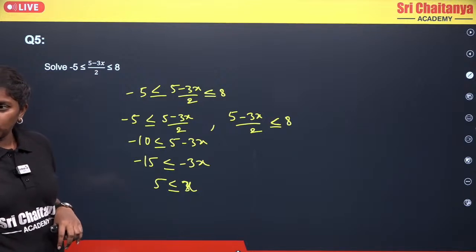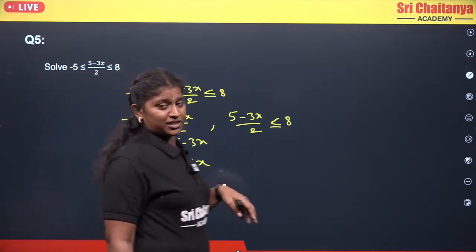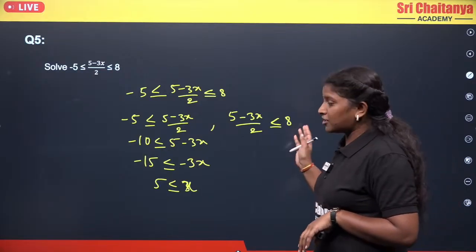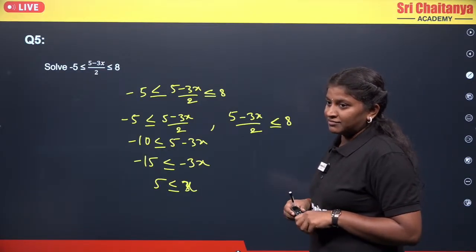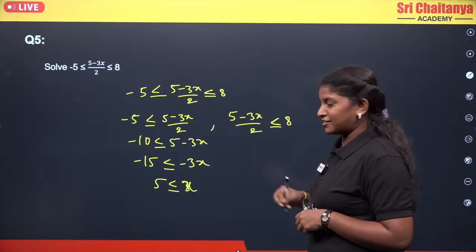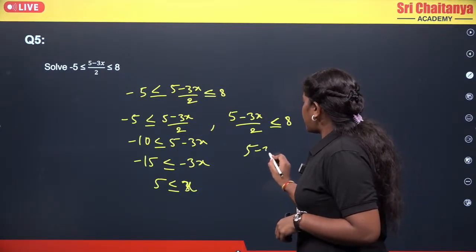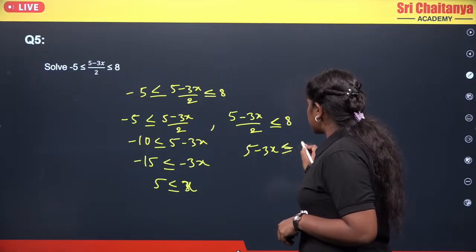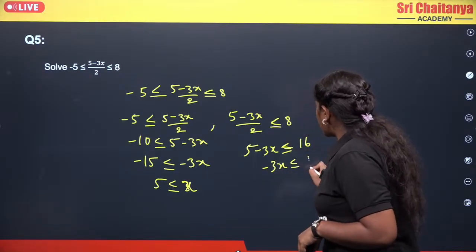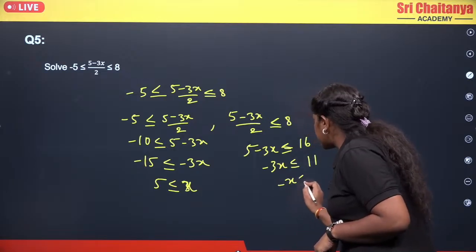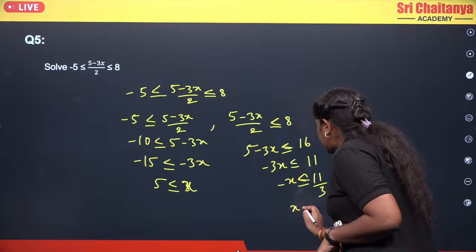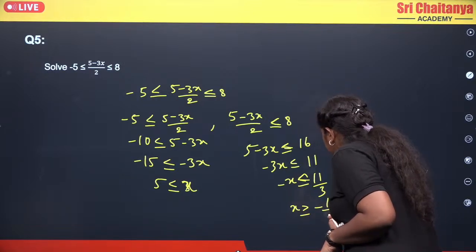Okay, Padma, you can tell me the answer for the next one. What will be the answer for the second inequality, (5 minus 3x) by 2 less than or equal to 8? Yes, I think you have completed this question, so you can answer. So 5 minus 3x less than or equal to 16. Here it becomes minus 3x less than or equal to 11, and minus x less than or equal to 11 by 3. So x is greater than or equal to minus 11 by 3.